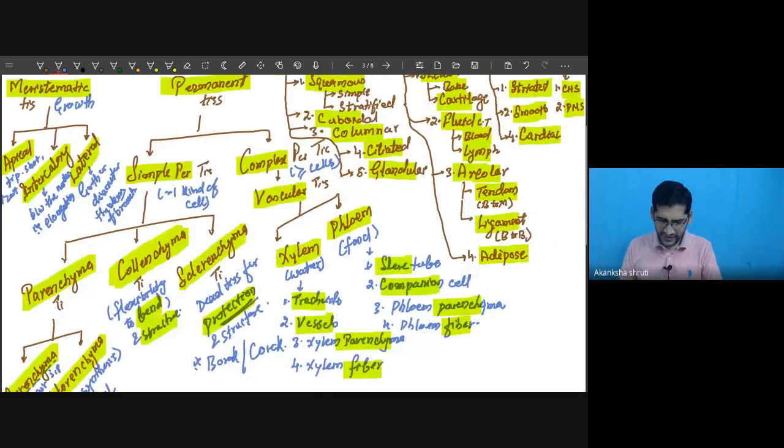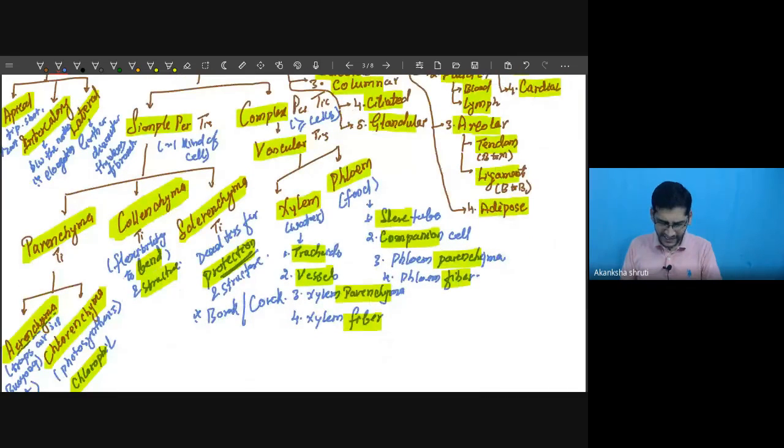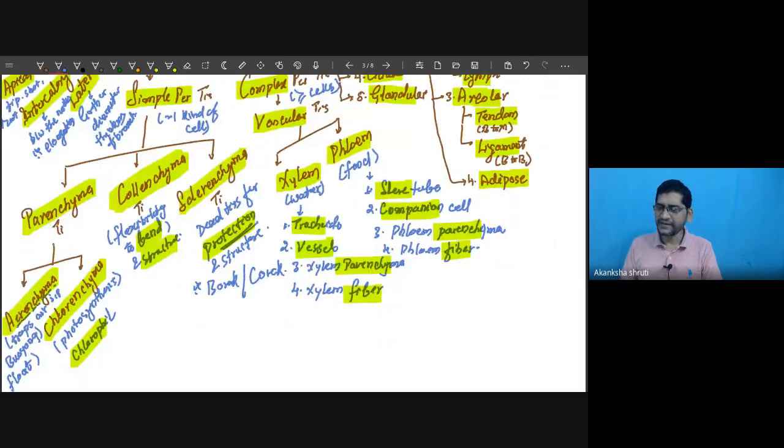We have learned simple may be parenchyma, collenchyma and sclerenchyma. Parenchyma contains tissues that trap air pockets so that an aquatic plant can float over the water without sinking. That kind of tissue is called parenchyma.